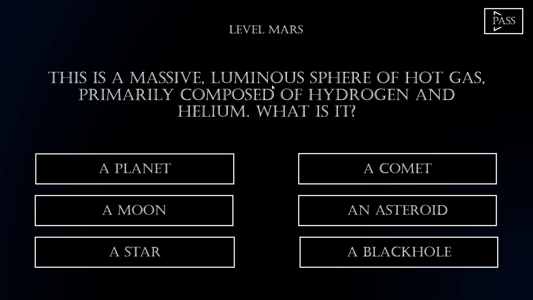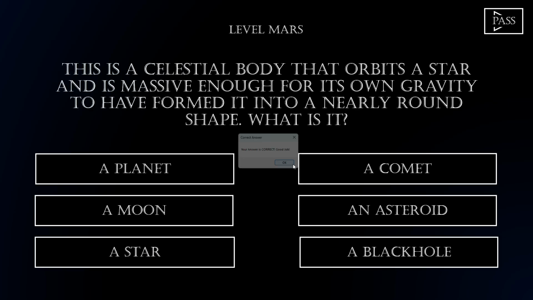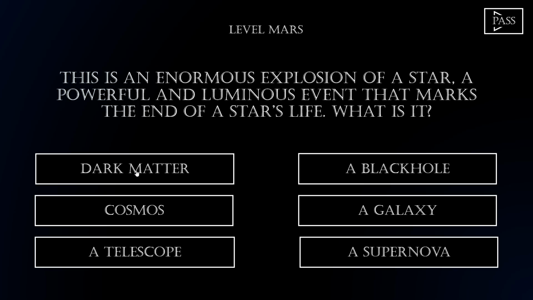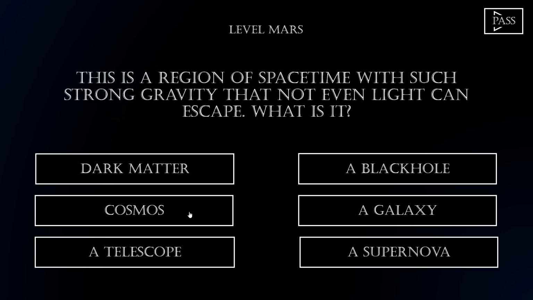This is a massive and luminous sphere of hot gas, primarily composed of hydrogen and helium. What is it? It's a star. Let's say you want to pass this question. And then there's a vast gravitational bound system containing blah, blah, blah. I know this one's a galaxy. Let's say we want to get this one wrong. Wrong. Let's say you want to get this one wrong too.